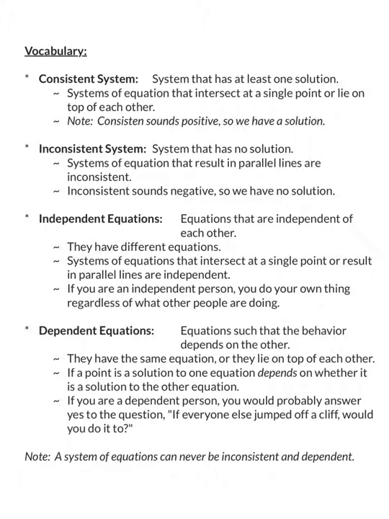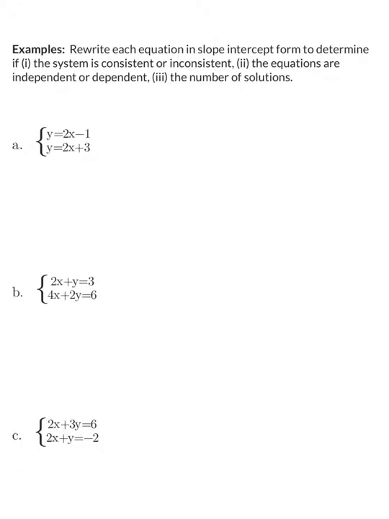So note, a system of equations can never be inconsistent and dependent. But for systems of equations, you can have all other combinations of these four definitions. So we're going to go ahead and look at some examples and determine if our system of equations is consistent or inconsistent. We want to know if the equations are independent or dependent, and we also want to know the number of solutions.